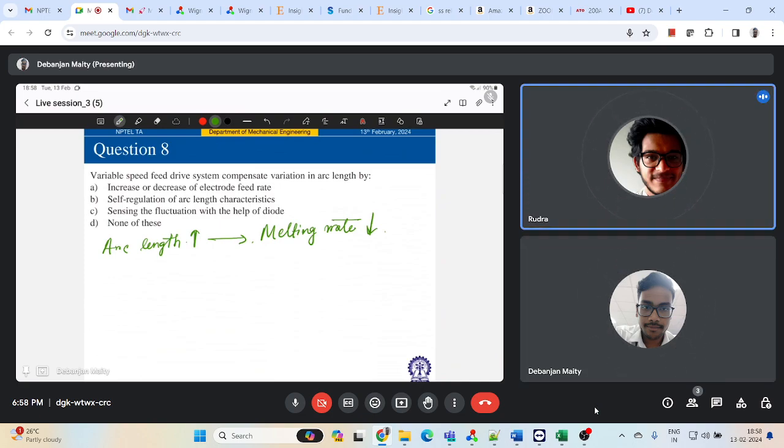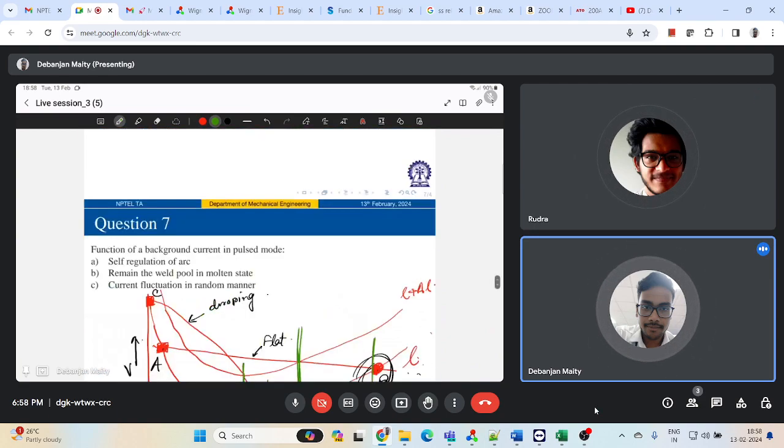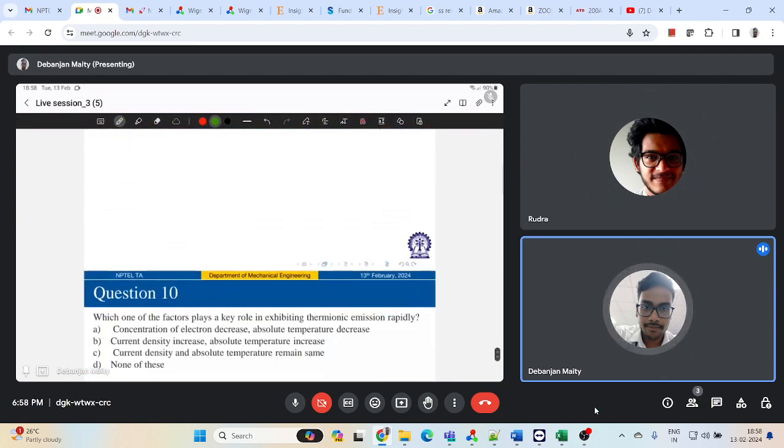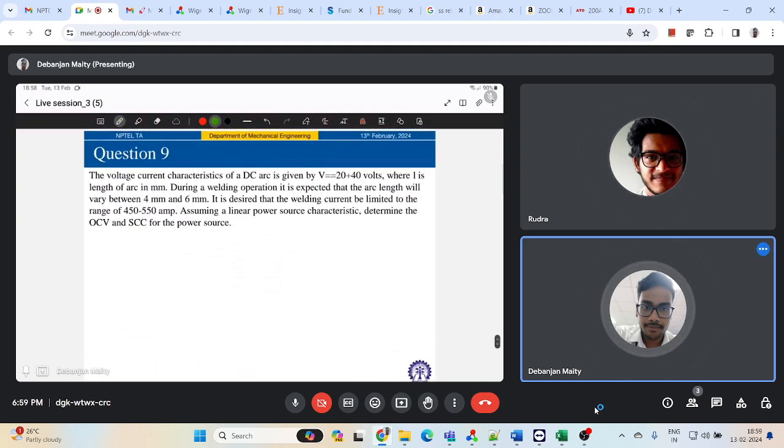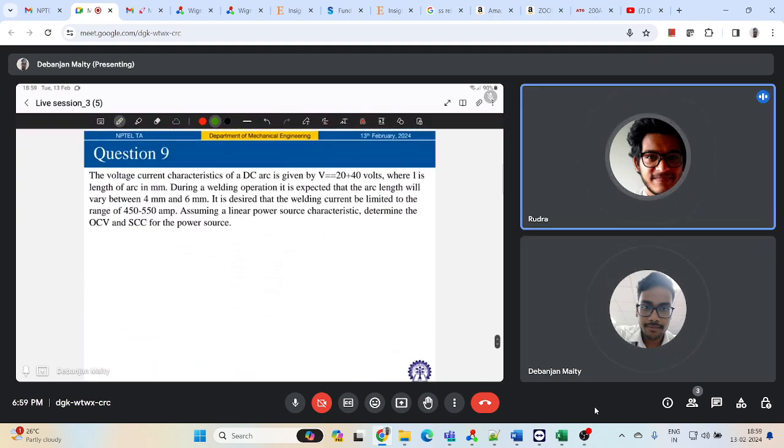So yeah, we will go through those MCQs. Once I just covered a little bit on these dynamic characteristics also.